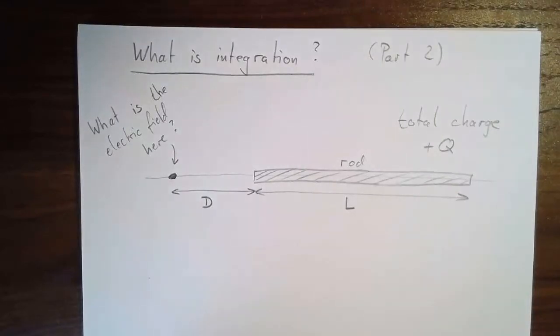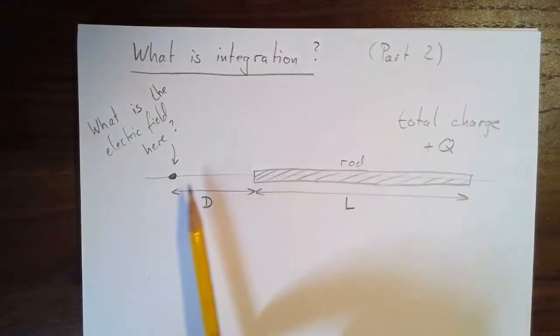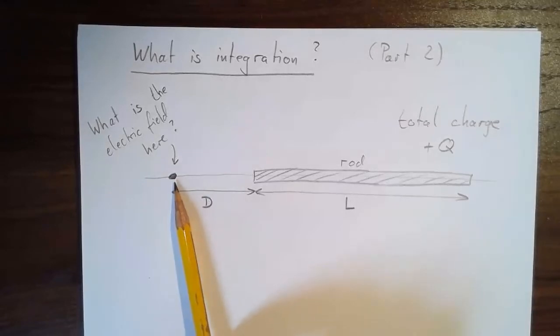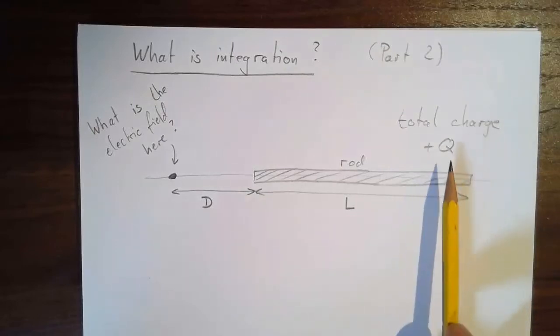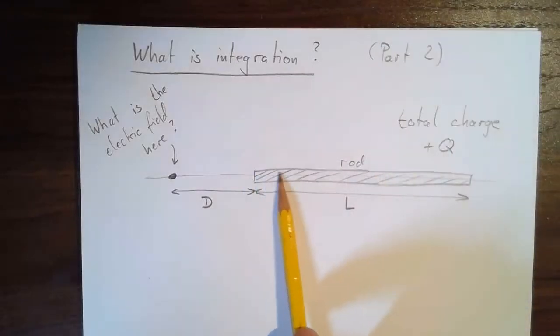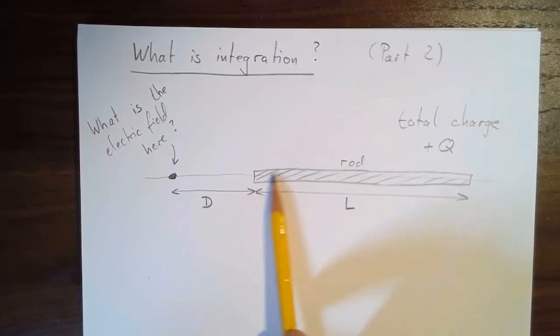So in this example, I'm going to consider the following situation. I imagine I have a rod of a certain length, let's call it L, and a certain distance away from that rod, I consider a point here, and I imagine that this rod is charged up, so it carries a charge. Let's make it positive just to be concrete. There's a total charge Q that's equally spread out over the rod.